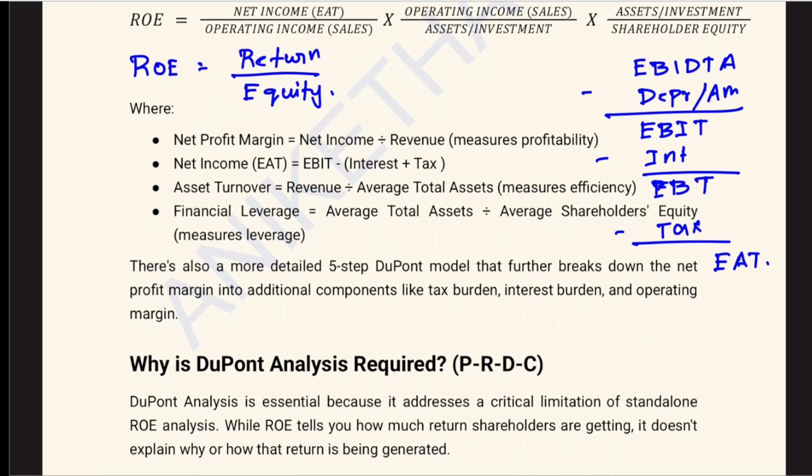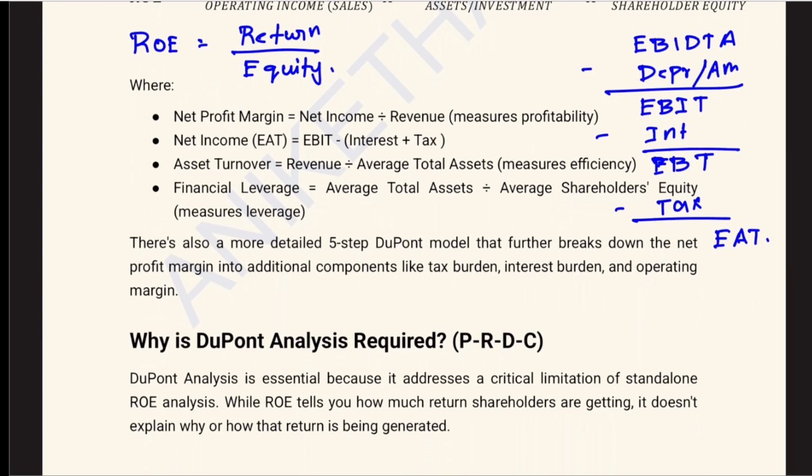When you do the proper analysis of your income statement, you will understand all of this. So from EBIT, I am subtracting interest and tax to arrive at PAT. So that is this point. Then asset turnover is by how many times my revenue is exceeding my asset value. Financial leverage is what is my total asset compared to my average shareholder equity.